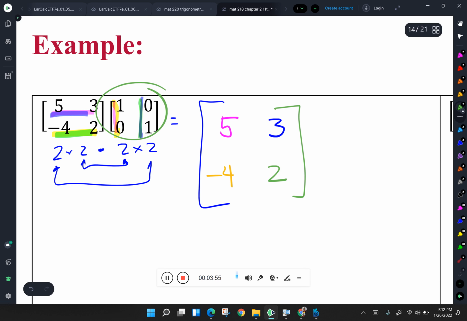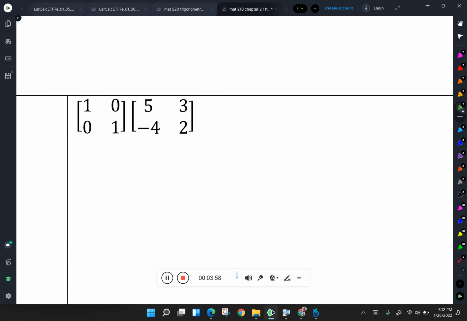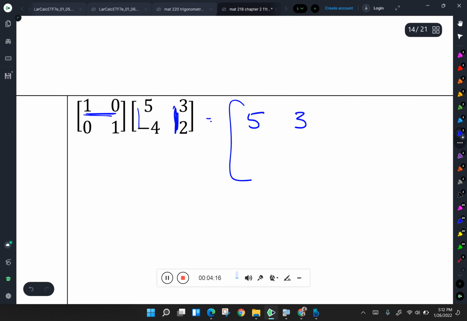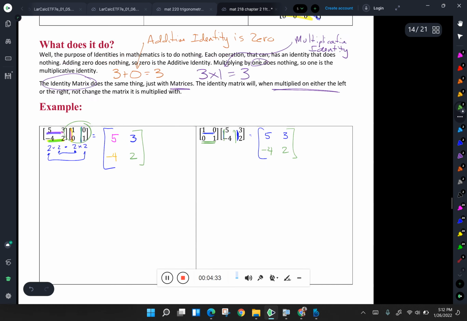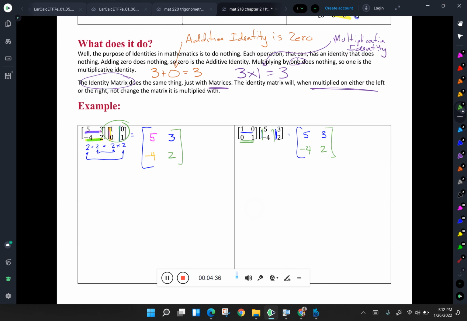Now this is multiplication on the right. What if I multiplied on the left? Would it still do nothing? Let's check and see. First row, first column, I'm going to have 1 times 5 is 5 plus 0 times 4, 5. First row, second column, I have 1 times 3 and 0 times 2. Well, 1 times 3 is 3 and 0 times 2 is 0. Second row, first column, 0 times 5 plus 1 times negative 4. And second row, second column, 0 times 3 and 1 times 2. 5, 3, negative 4, 2. Okay. The identity matrix is the matrix that when you multiply, it does nothing.